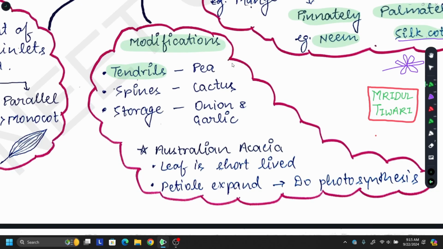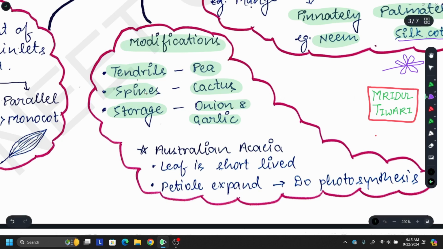Modification: the tendrils which are seen in pea, spines which are seen in cactus, storage for onion and garlic. In onion and garlic, the part that you eat is basically leaf. Okay, this is the storage. Leaves act as a storage organ in onion and garlic.